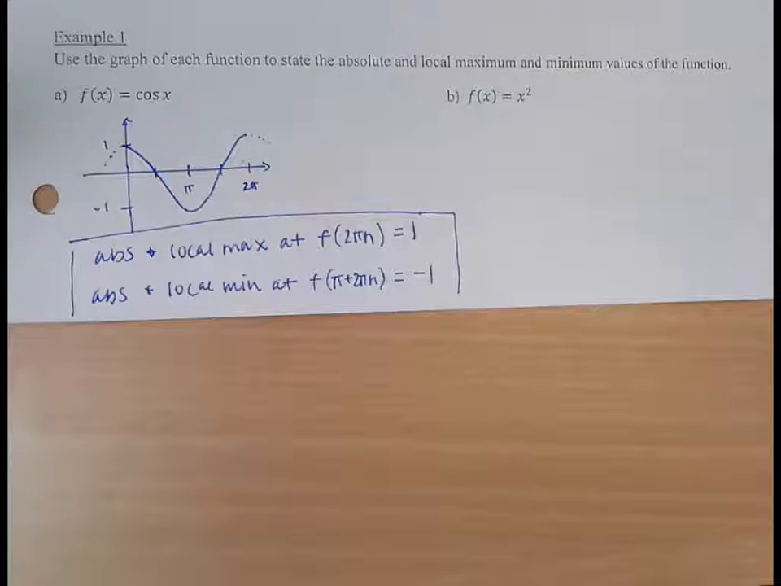Okay, so recognizing that all of those max and mins are both absolute and local. Unless you restricted a specific interval, then there may not be a local max or min, depending on the interval.